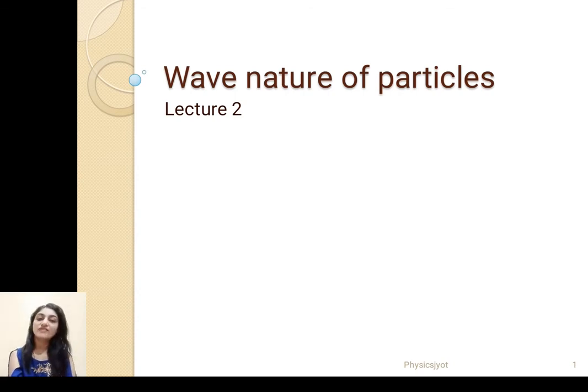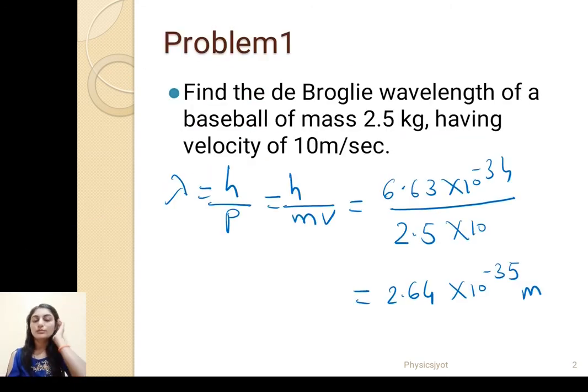Last time we have seen the de Broglie hypothesis, and today we have seen four different forms of the de Broglie hypothesis, and today we are going to solve some numericals based on that. So let us see this first problem. Find the de Broglie wavelength of a baseball of mass 2.5 kg having velocity of 10 meter per second.